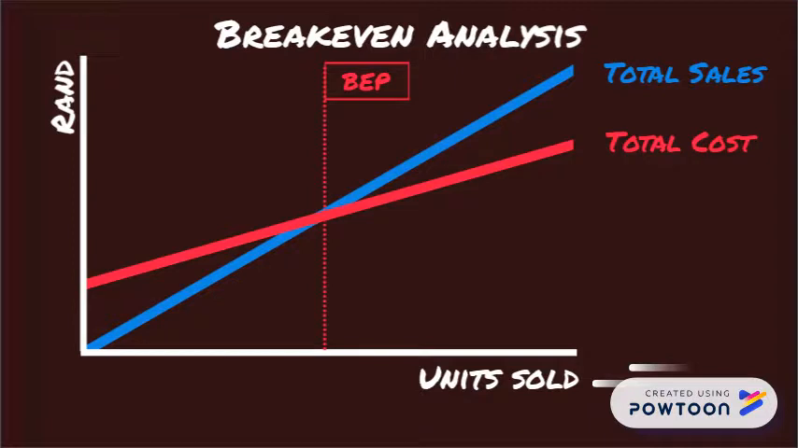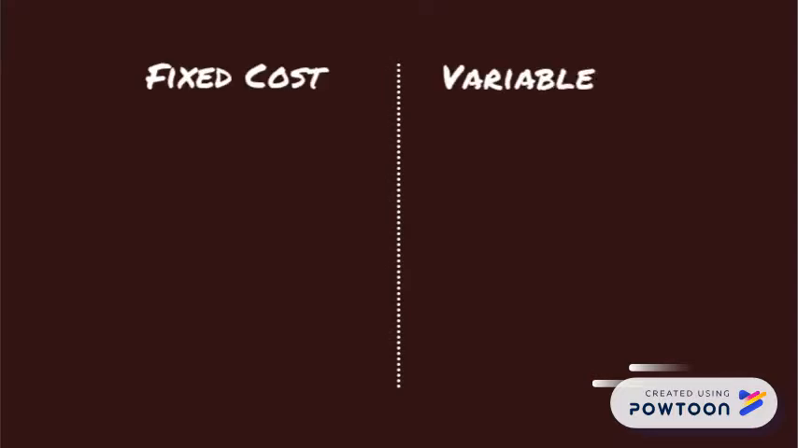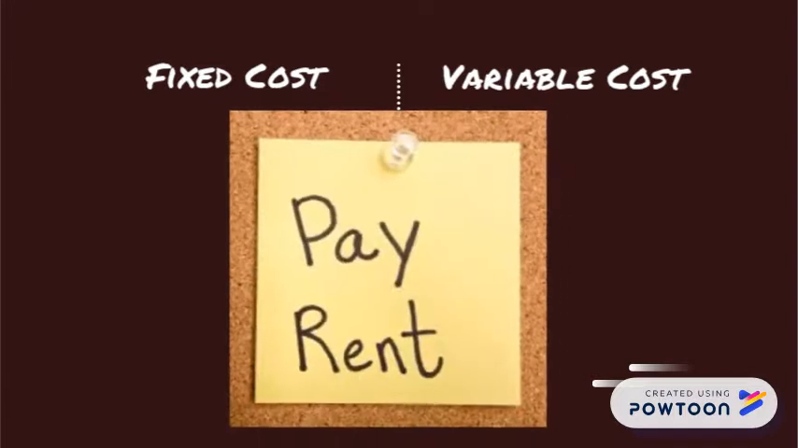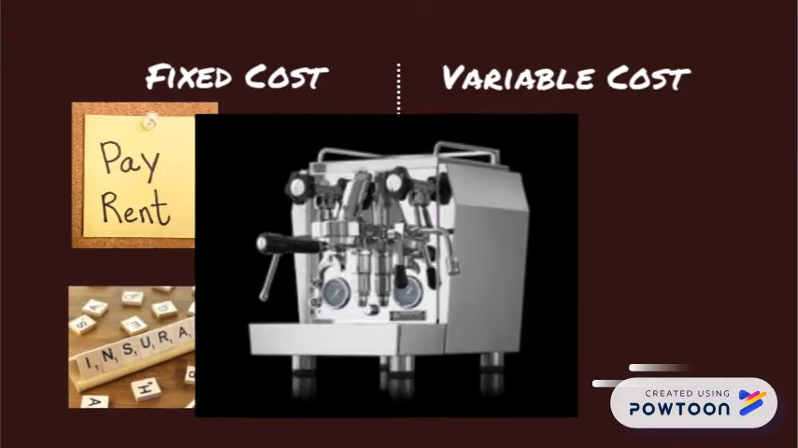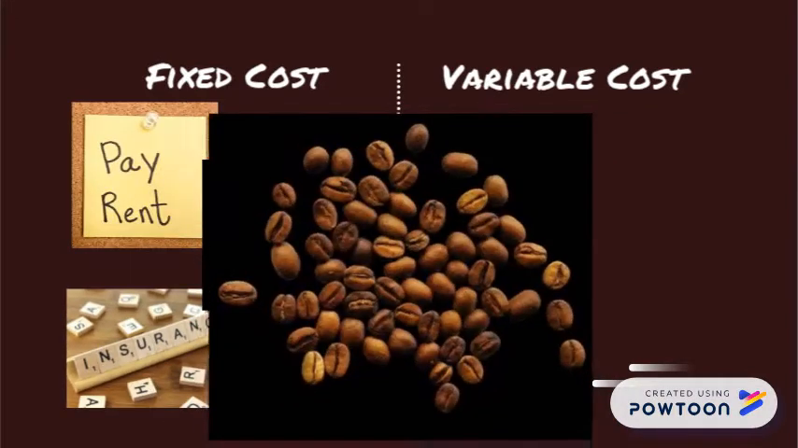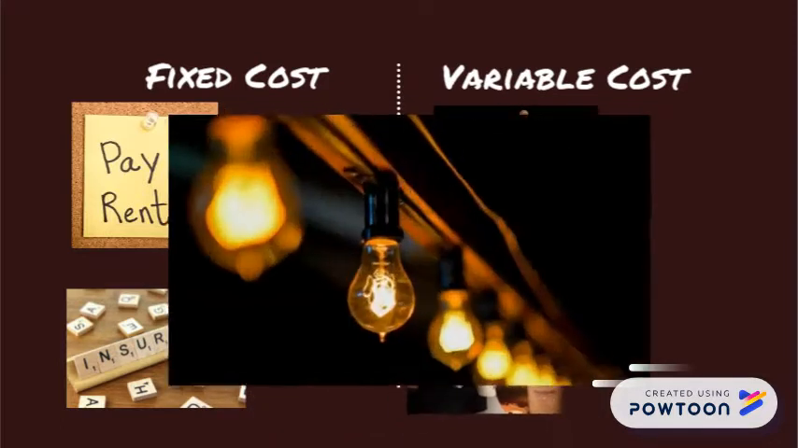Break-even is when your revenue equals your total cost. Total costs are broken down into fixed costs and variable costs. Fixed costs would include rent, insurance, and equipment. Variable costs include coffee beans, baristas' wages, and utilities like electricity.